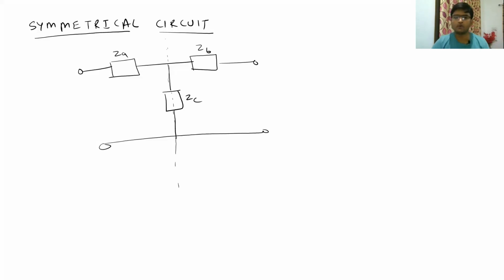But since we are talking about two-port network, we only have to see the left-right symmetry, because we have to see between port 1 and port 2. So here, what will be the condition if this circuit is a symmetrical circuit? If ZA is equal to ZB, and it doesn't matter what ZC is, because ZC is already in the center, then we can call this circuit a symmetrical circuit.